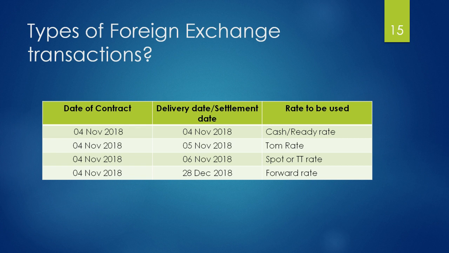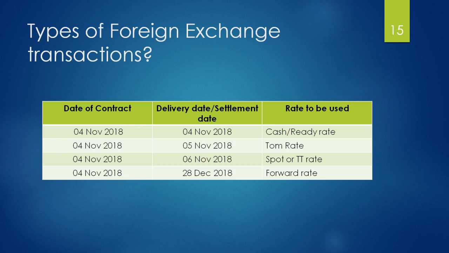The first column has the date of contract, that is the date on which the deal took place. Then in the second column, we have the date of delivery. This is the date on which the deal is settled. And last, we will see what rate will be used out of the 4 transactions we saw in the previous slide.